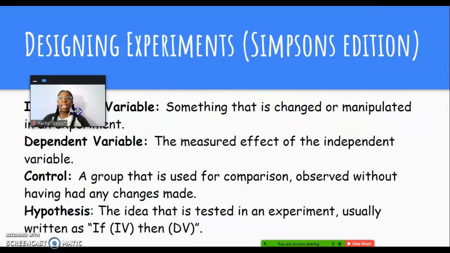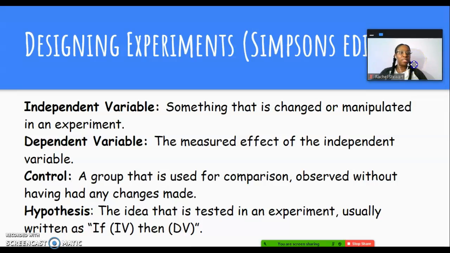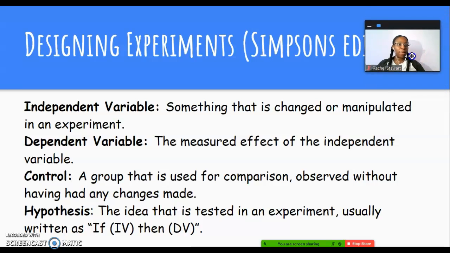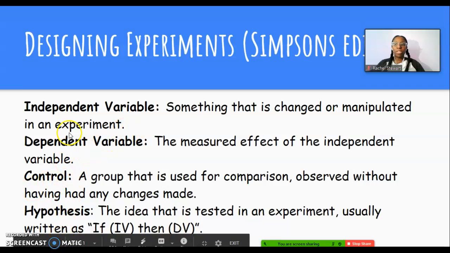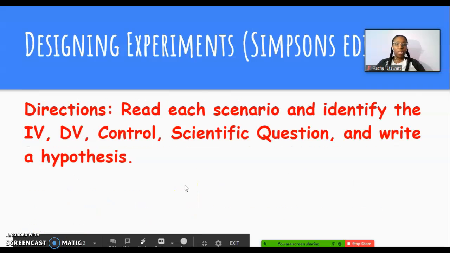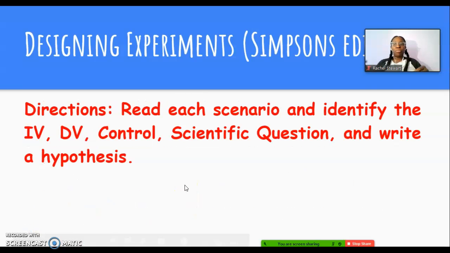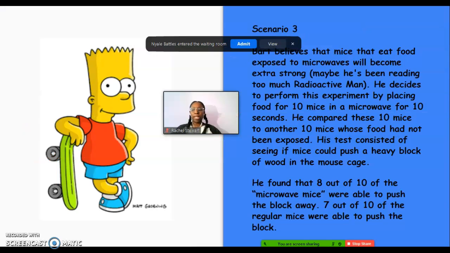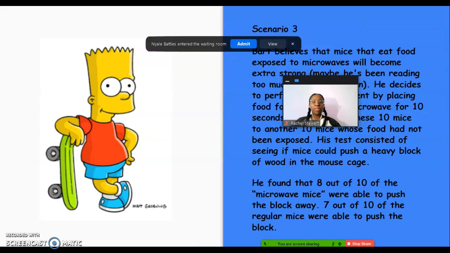All right, so designing experiments, Simpsons edition. So here are a couple of definitions that you already know: IV, DV, control, hypothesis. Okay. What you're going to do is read each scenario and then identify the IV, DV, control, scientific question, and write a hypothesis. Okay. And there are many scenarios.